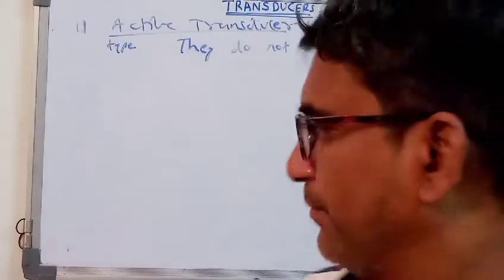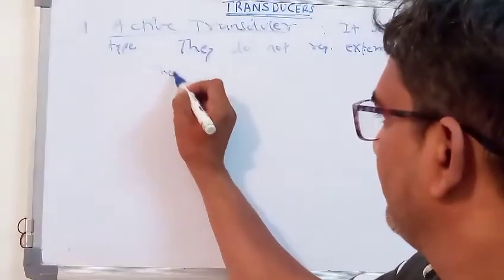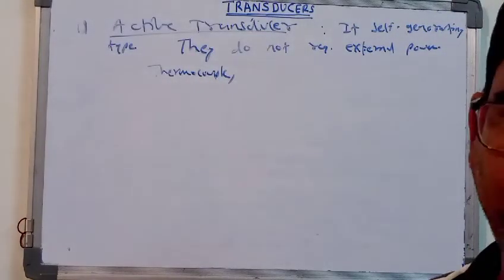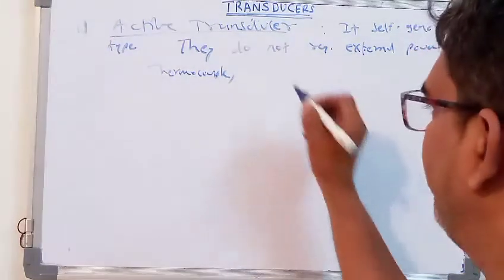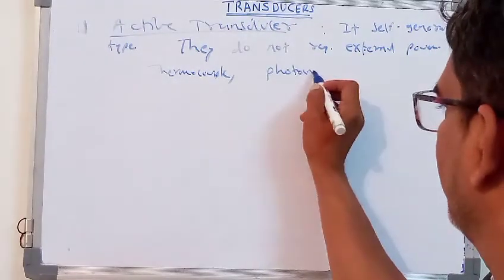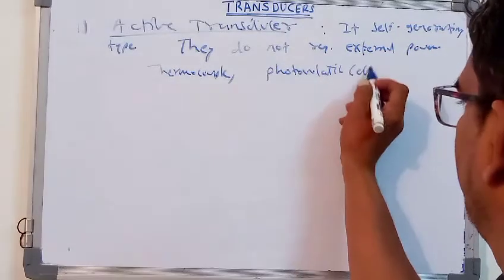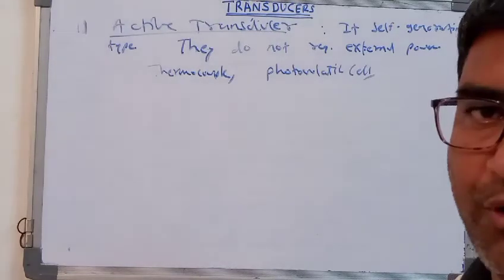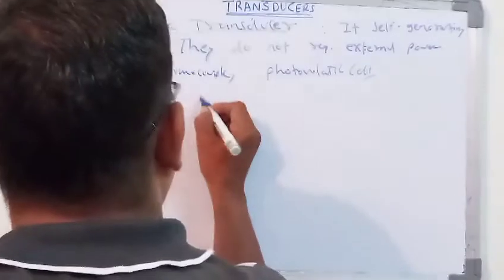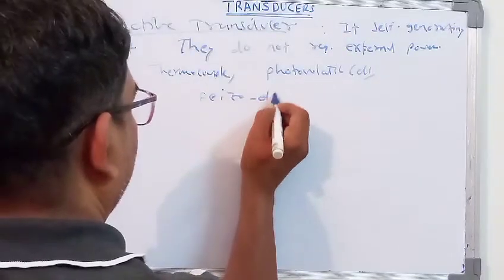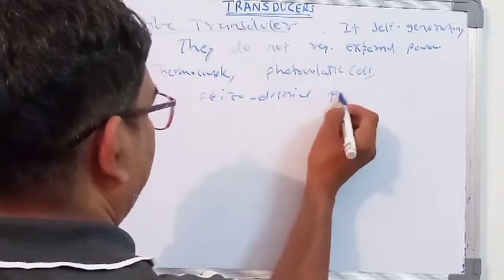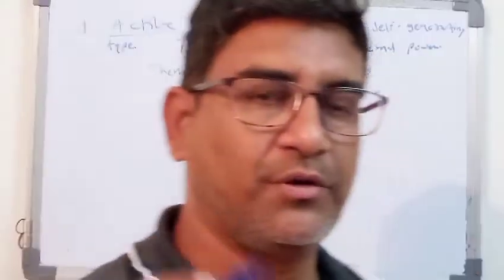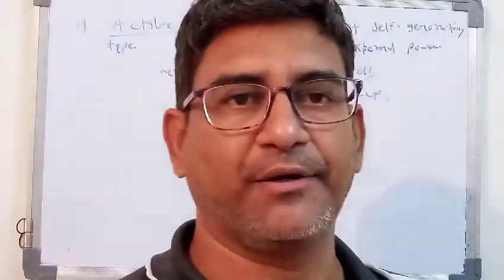Which are the particular things? Thermocouple. Thermocouple is the first example of this particular active transducer. Second, the photovoltaic cell. And third, the piezoelectric pickup coil, or you may say only piezoelectric pickup. So these are the examples of the active transducer.